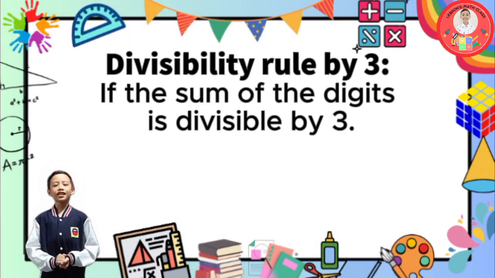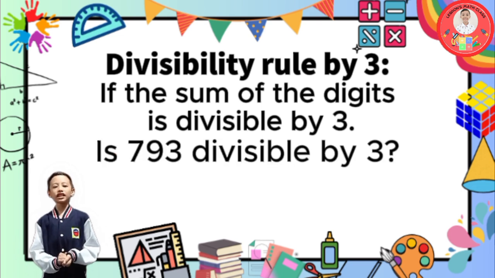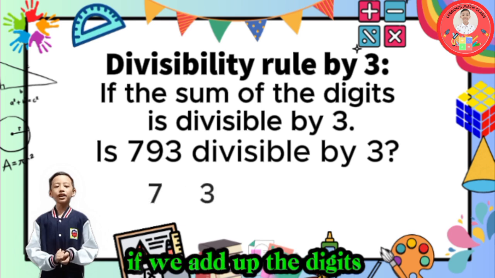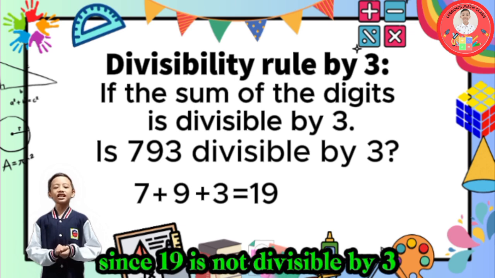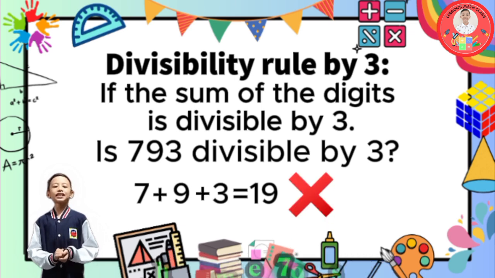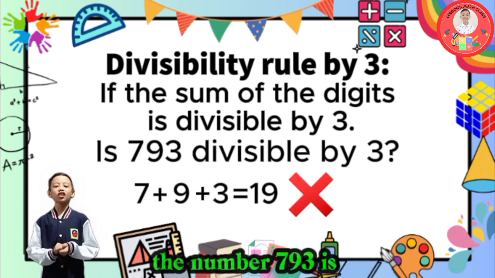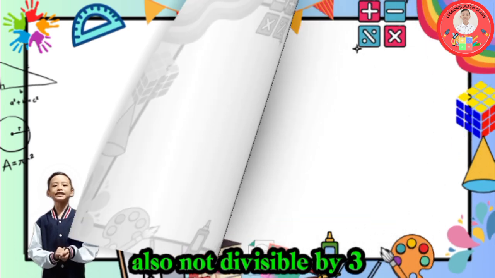Divisibility rule by 3. If the sum of the digits is divisible by 3. Question: is 793 divisible by 3? If we add up the digits 7, 9, and 3, the sum is 19. Since 19 is not divisible by 3, the number 793 is also not divisible by 3.